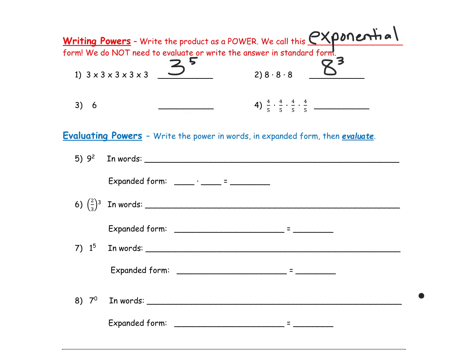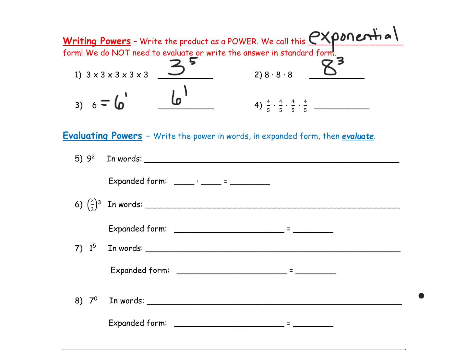Now for number 3, 6 does not have an exponent. However, it's an invisible number 1. So 6 is the same thing as 6 to the first power. So when you write that as an exponent, you can write 6 to the first power, or you could just write 6.